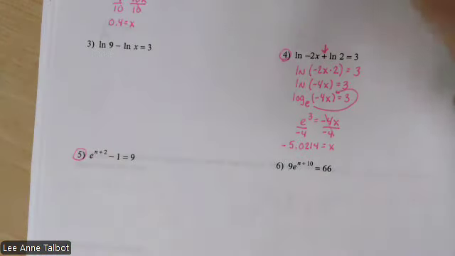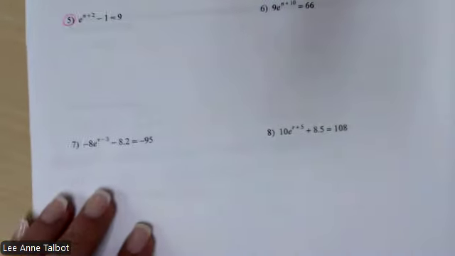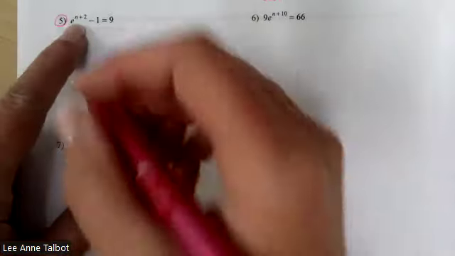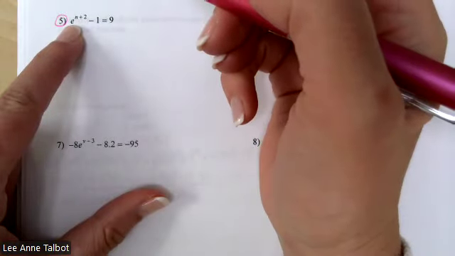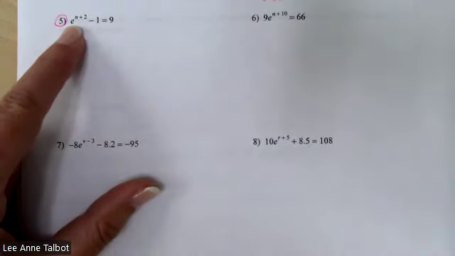Okay. Last one we're going to do together is number 5. Okay. I want to get the base and exponent alone. This is just a squirrel in the tree problem. It's no big deal. Don't get excited. Plus 1.